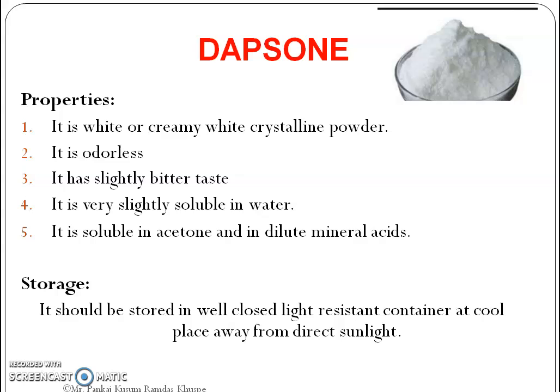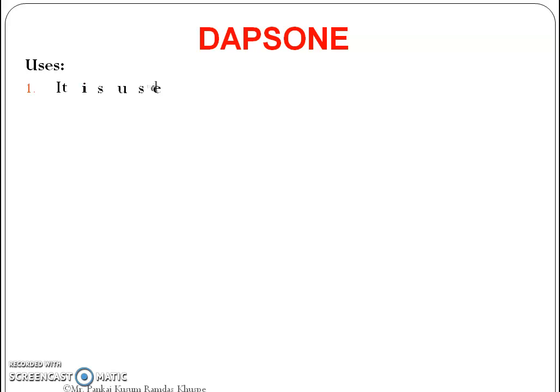So when you keep dapsone in direct sunlight, it will lead to the degradation of dapsone and reduce its therapeutic effect. That's why, to protect dapsone from degradation, we need to keep dapsone in a light resistant container. So with this, we are finished with the storage. Next title, uses of dapsone.